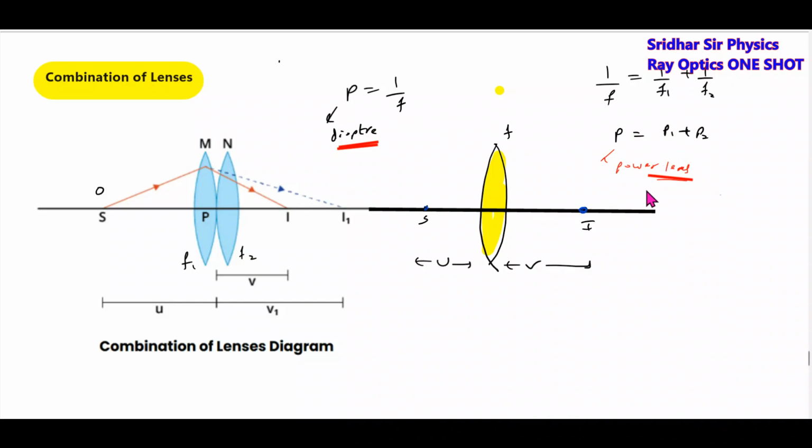A converging lens will be positive. Converging lens P1 power will be positive. Diverging lens power will be negative. Any lens, either concave or convex, you can replace here. If 2-3 lenses are there, you can replace them with one equivalent lens.